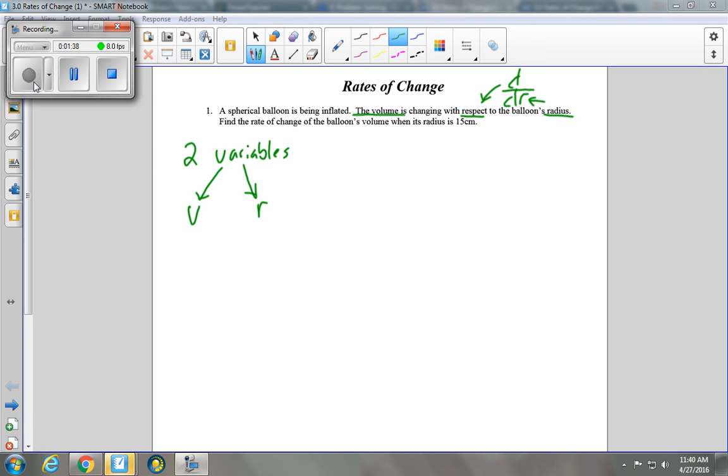Okay, so the equation that relates volume and radius is going to be volume is equal to 4/3 pi r cubed. And now really all we got to do, if we want to figure out rate, what we want to figure out is rate of volume, which is really just going to be dV over dr. That's our goal. Whenever we say rates, we're talking about the derivative of something over something else.